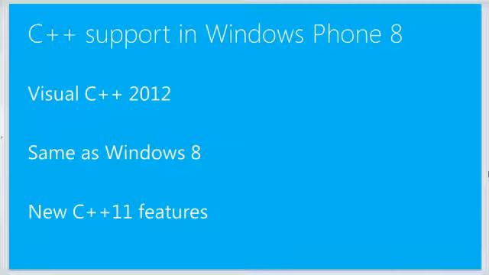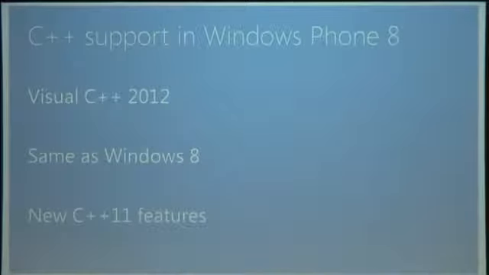Okay, so you need VS 2012 to build apps for Windows Phone 8. This is the same as you need for Windows 8. If you're not up and running on it already, you need a SLAT-enabled machine and so on. And I'll talk a little bit about some of the new C++ features, or C++ 11 standard features.